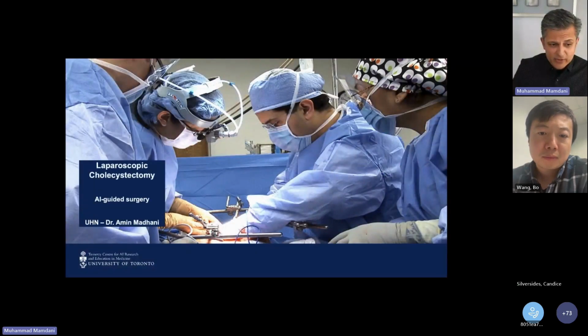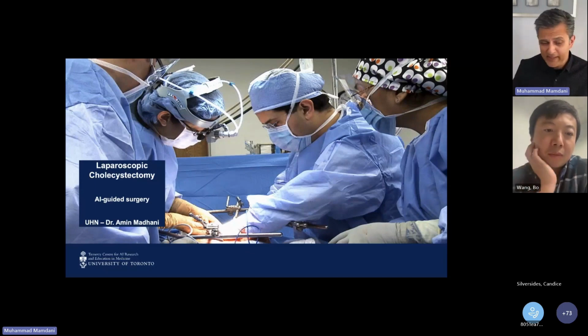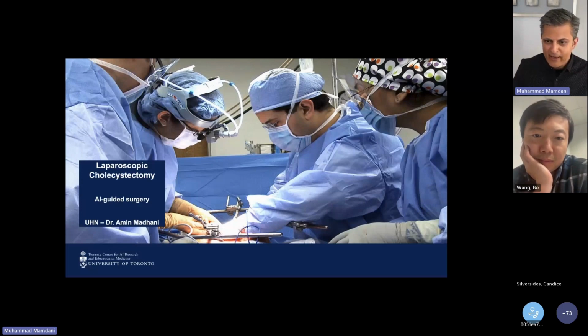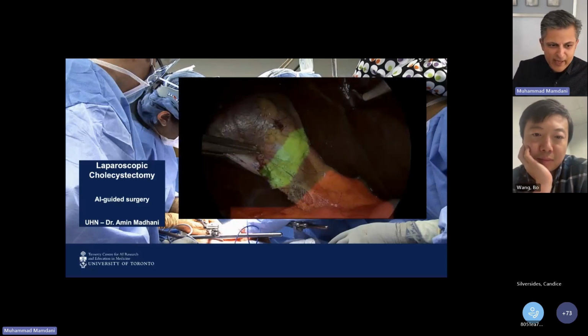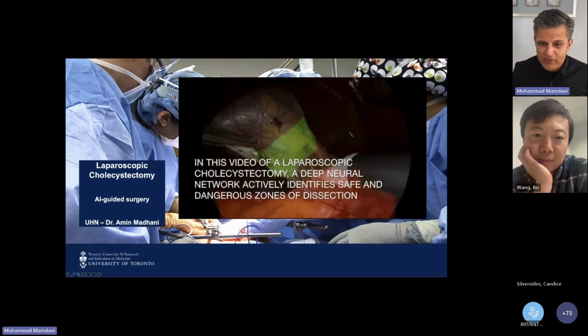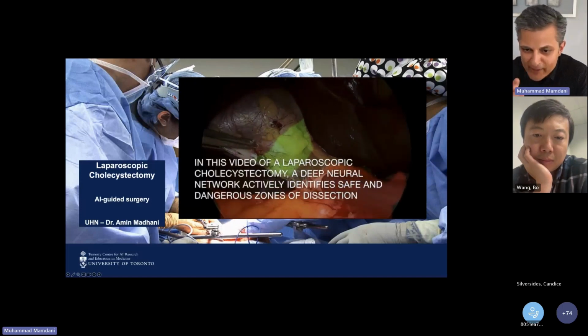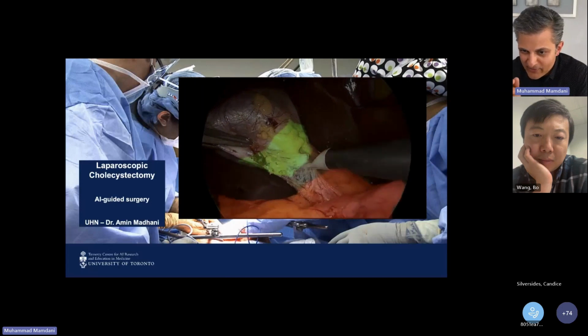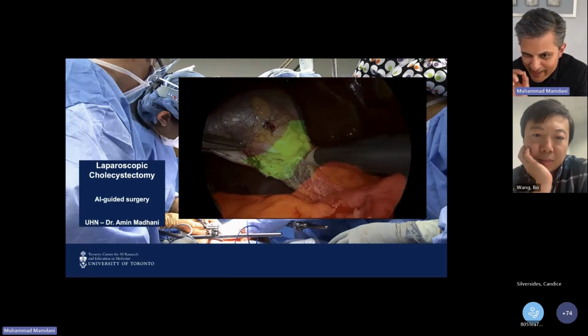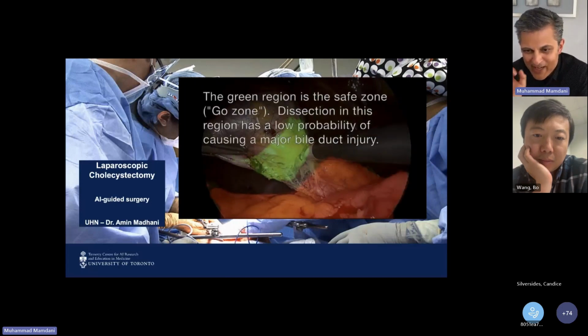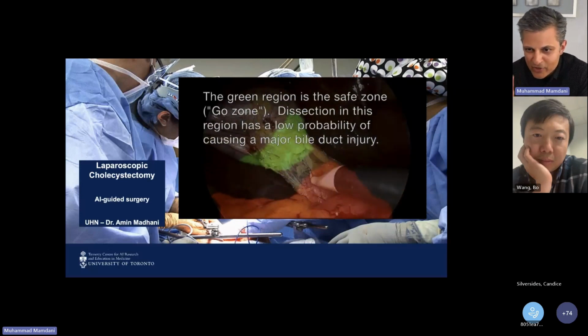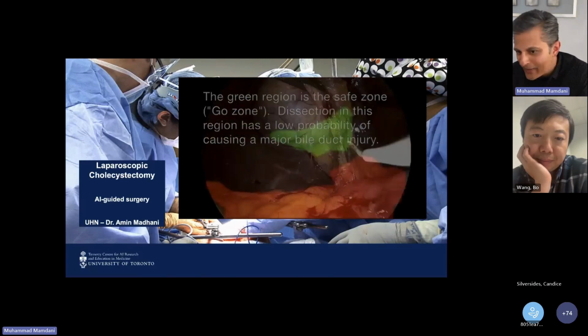And of course, at Toronto General, you have, sorry, I'm not sure if I was supposed to name the person, but Dr. Mamdani, who's doing some incredible work where he's actually using AI to guide surgery. So if you look to see how this works, this is laparoscopic cholecystectomy. Basically, what he's doing is he's using this device to say, hey, if this is green, I can cut. If it's red, I shouldn't cut, because there's a higher chance of causing major bile duct injury.